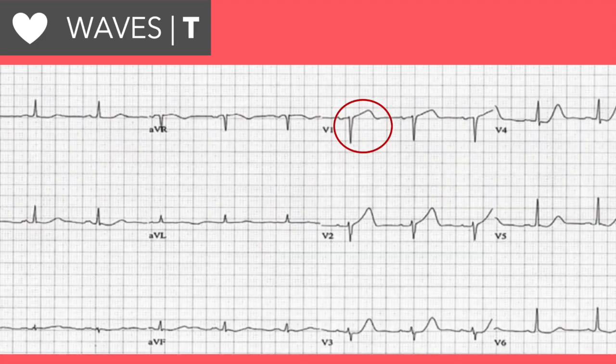This is a new upright T wave in V1. Generally, V1 has no T waves or inverted T waves. A new upright T wave in V1 may be a sign of ischemia if the patient has cardiac symptoms. So what are you going to do? You're going to repeat the ECG and see if there are any dynamic changes.